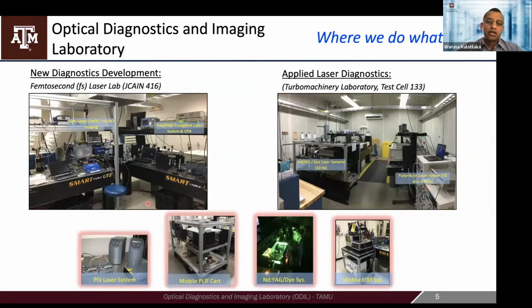We have a number of different facilities here at Texas A&M where we do some of this diagnostic development work, looking at the fundamental laser-matter interactions and laser physics, and how we can utilize some new advances in these laser systems to come up with new types of diagnostics, or measure things which were harder to measure using traditional diagnostics, and then take them into applications. We have some test cells and some fairly large scale facilities, and we also collaborate with a number of other researchers here on campus doing various other types of combustion and propulsion related research.